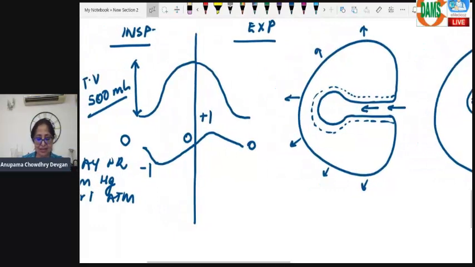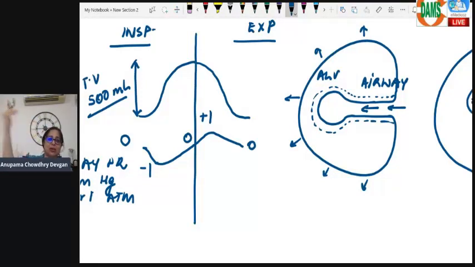See, this is a diagrammatic representation of the lung. This is the airway and this is the alveolus. During inspiration, pressure surrounding the lungs is becoming more negative. It tends to expand the airways and the alveoli, increases the volume, decreases the pressure. Pressure becomes -1, lower than the atmospheric pressure. If atmospheric pressure is 760, the airway pressure becomes 759. Air starts coming from outside to inside.